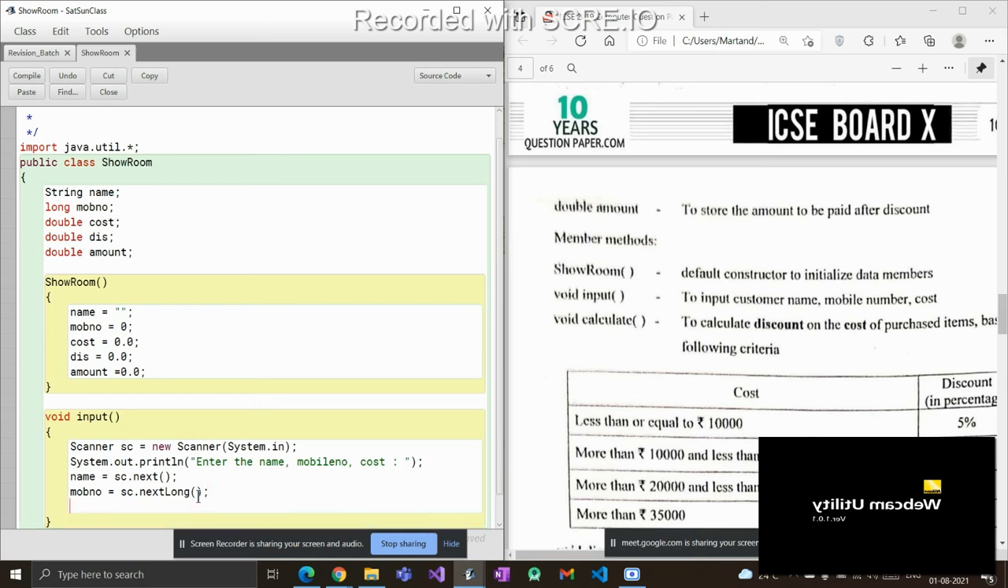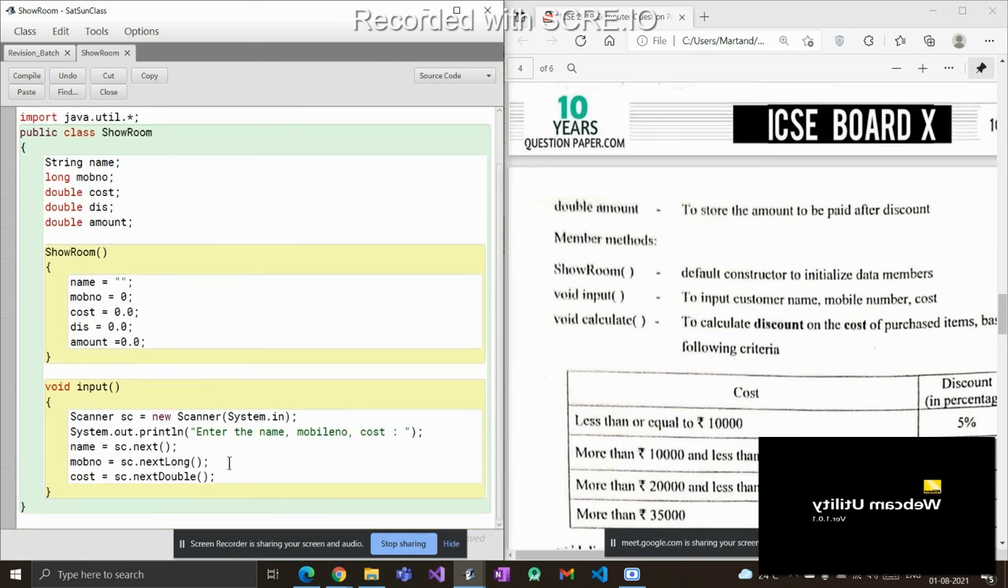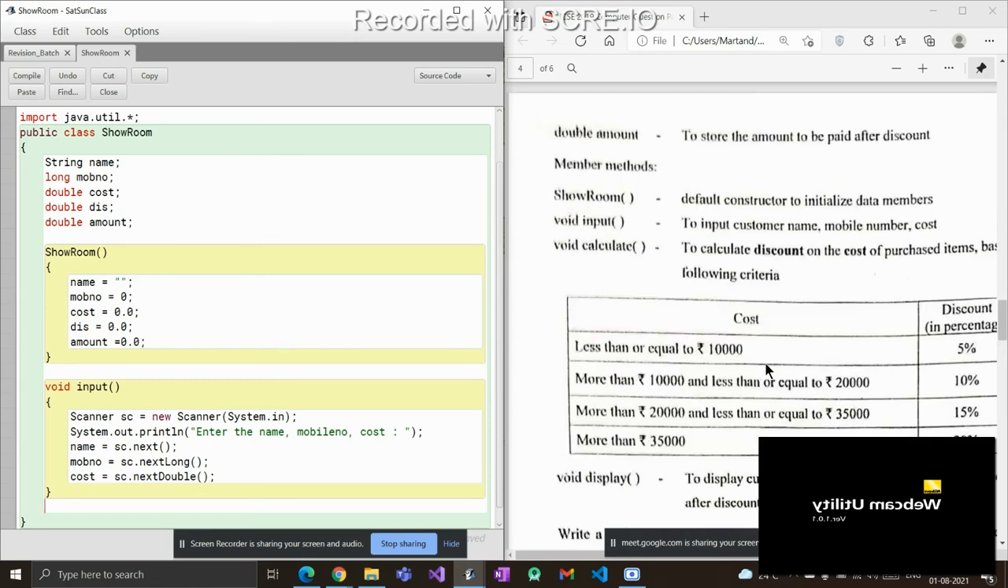Okay, done. After you do this, then it's about cost. So cost is double. So they will check whether you wrote sc.nextDouble or not. So sc.nextDouble over here. Sorry, it's nextDouble, and you're done with this. Okay, no error. Your input function is over. After that, it says that you need to write a calculate function and you have to write a display function also. In your calculate function, which is very important, you'll get 5 marks because this is your actual logic.